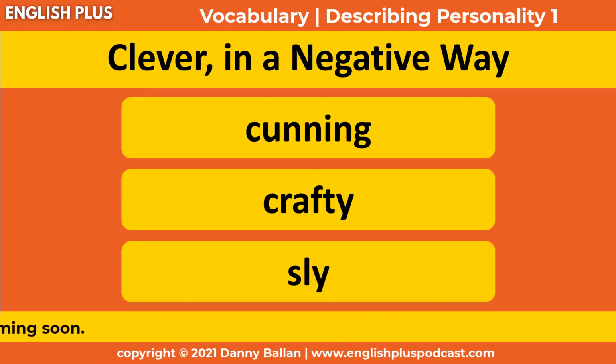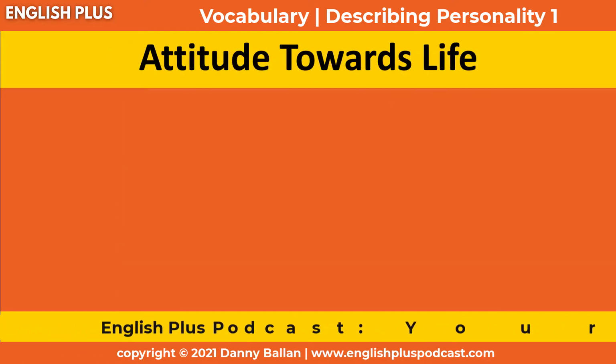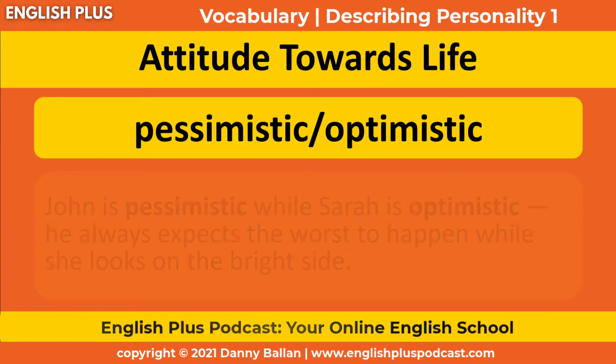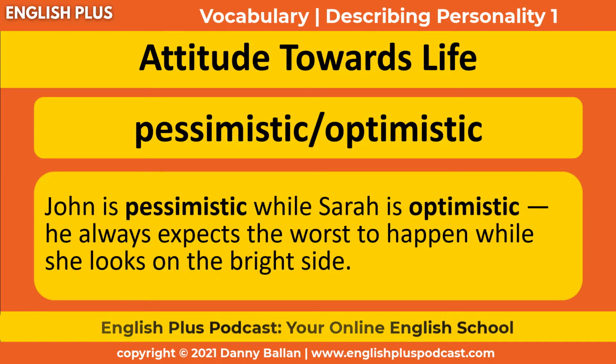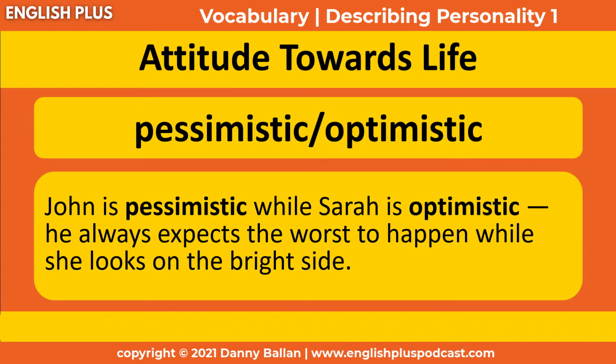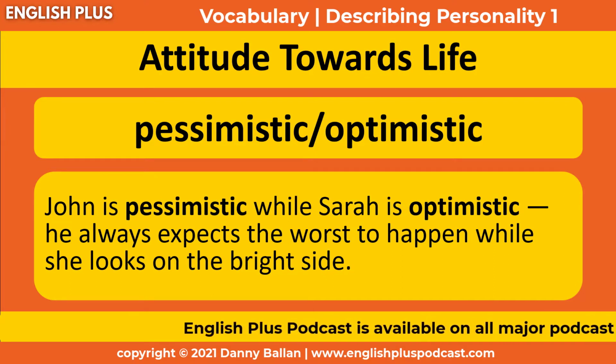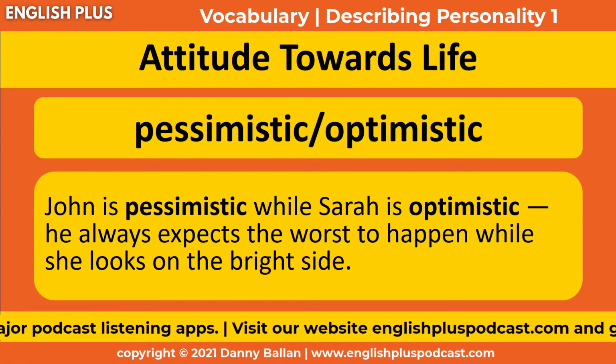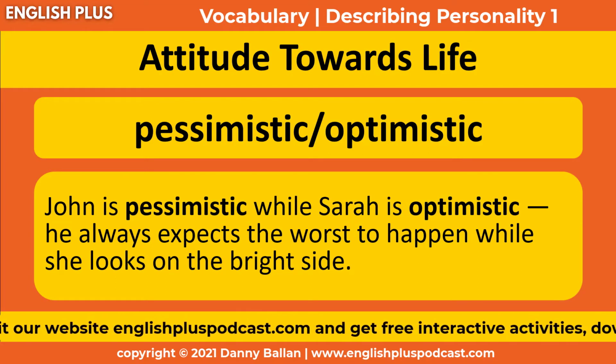Now let's move on to talk about attitudes toward life. When we talk about people's attitudes towards life, and that is part of their personality, of course, let's start with pessimistic and optimistic, which are the opposite, obviously. If I say John is pessimistic while Sarah is optimistic, what do I mean by that? John is pessimistic. He always expects the worst to happen. But Sarah is just the opposite. She looks on the bright side. She always expects good things will happen. So that is pessimistic, the negative part, and optimistic is just the opposite of that.